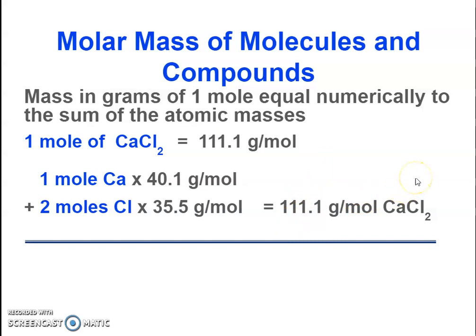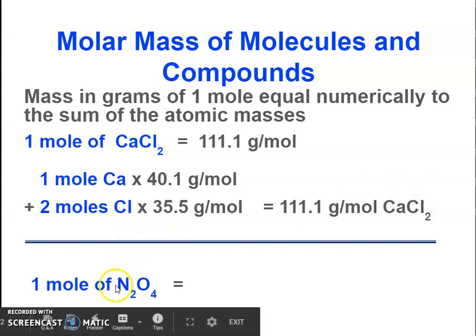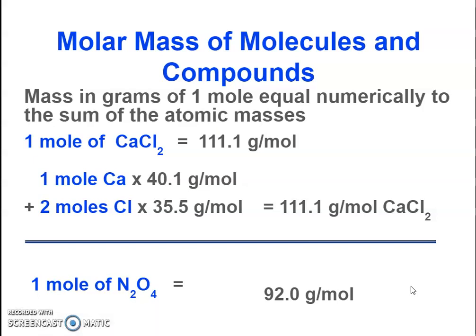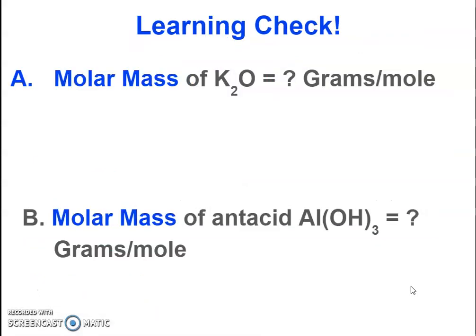Okay? All right, here's a learning check. So pause again, go to your periodic table, and see if you can figure out what 1 mole of dinitrogen tetroxide would weigh. Okay. All right, so you're back. Hopefully you got 92.0 grams per mole. All right, here's a couple, our last 2 learning checks. So again, pause the video, see if you can figure these out.